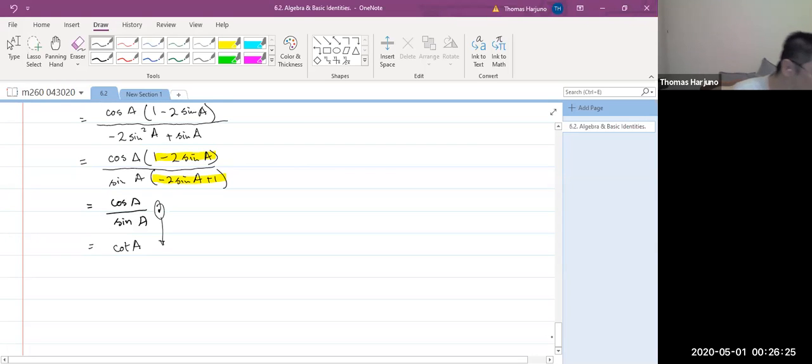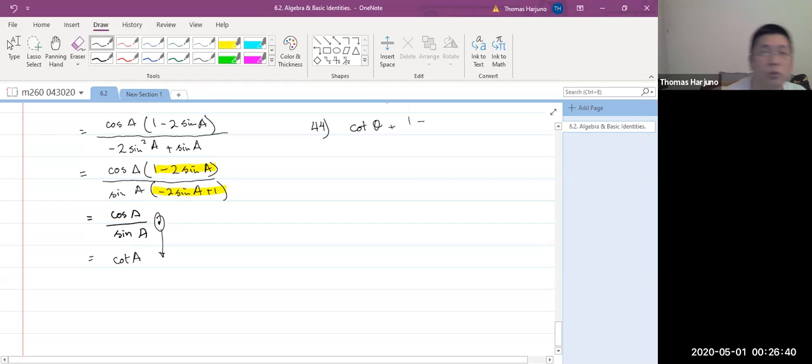How about number 44? You do that. Number 44: simplify cotangent theta plus 1 minus 2 cosine squared theta over sine theta cosine theta. Now, cotangent is cosine theta over sine theta.